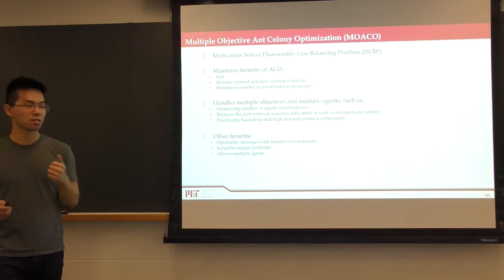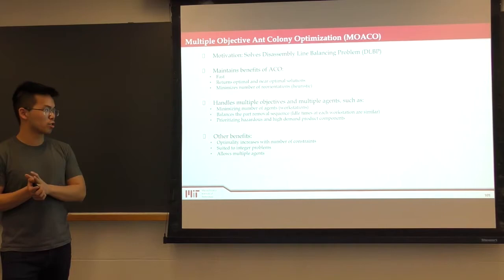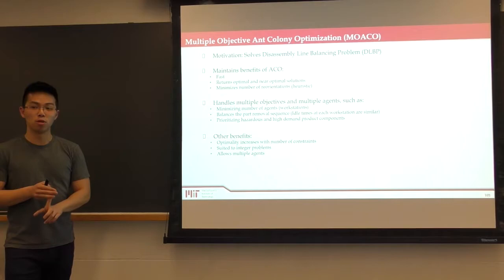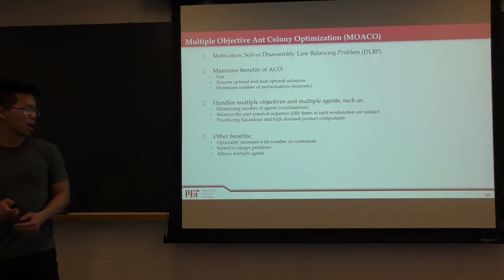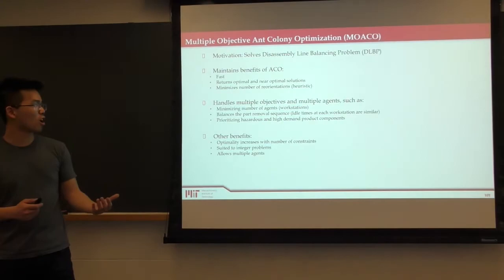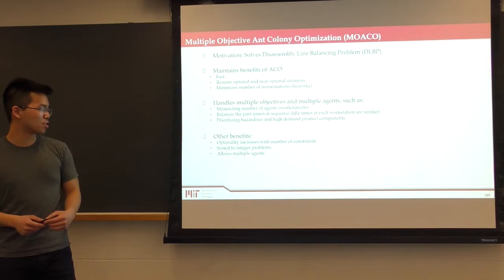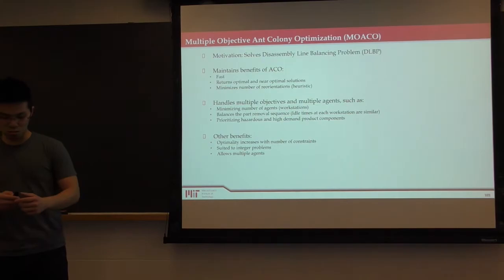And so there are other objectives that we can try to take into account, such as minimizing the number of agents, balancing the part removal sequence, and prioritizing other kinds of classified parts, such as hazardous parts or high demand parts. In addition to the benefits offered by ACO, its optimality increases with the number of constraints, it's suited to integer problems, and it allows for multiple agents. Cool. So now we'll keep going.